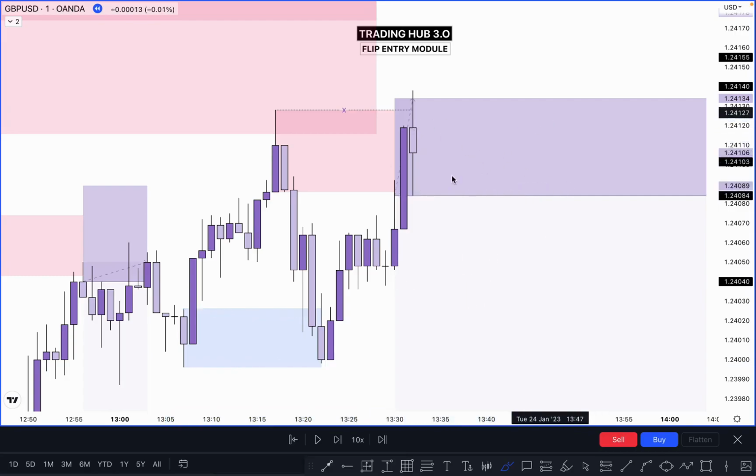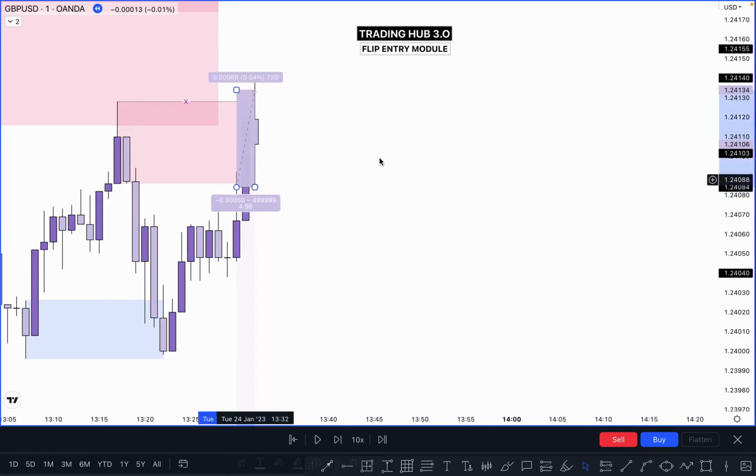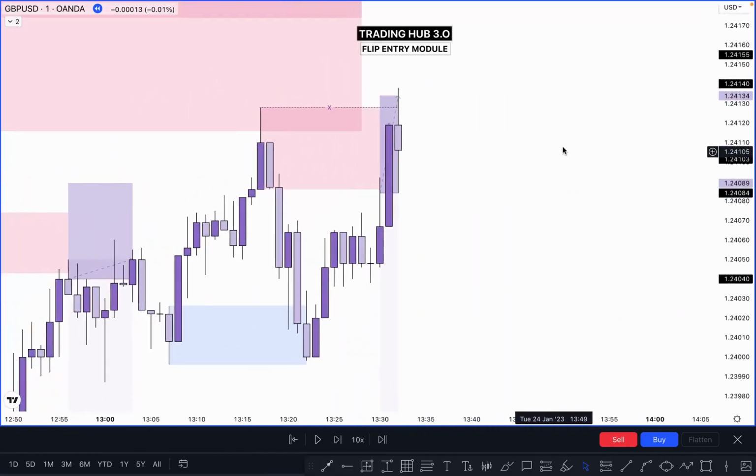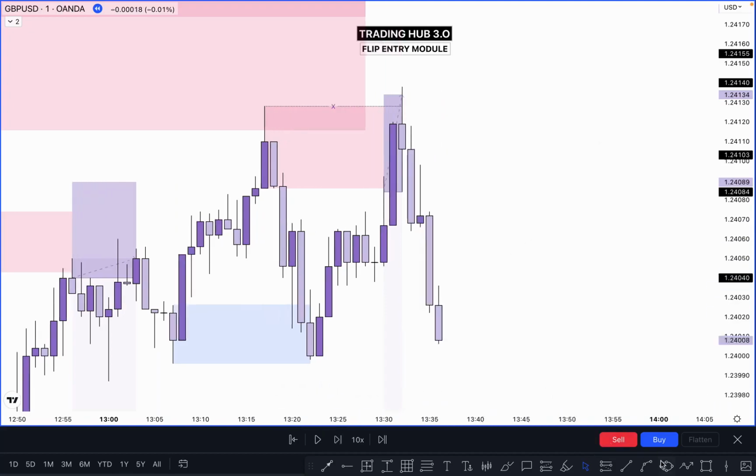Okay, so let's see what happened next after this one. And this one is not a valid entry model here as per our entry plan. Correct? So let's see what happened next. Okay, so finally the market breaks this low, which one is here. Okay, so this one is our valid pullback, and this one is our valid change of character, right?